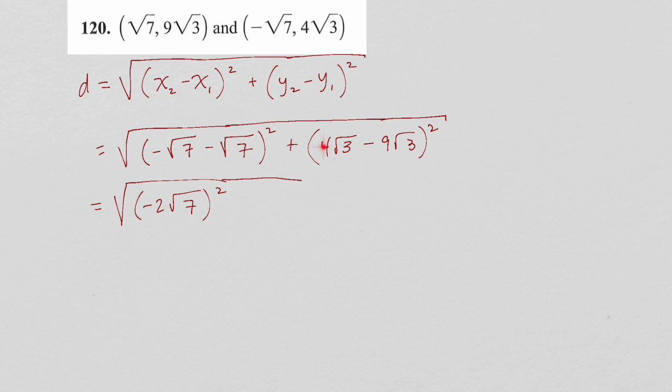And here we have 4 minus 9. Because these are like terms, we're combining them. 4 minus 9 is negative 5.